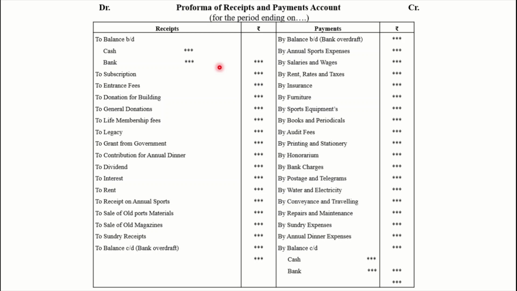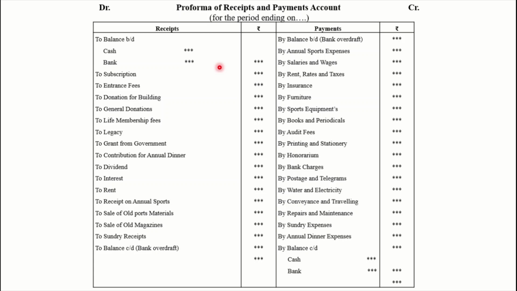By balance brought down, bank overdraft, if there is a negative balance. Then all expenses: by annual sports expenses, salary and wages, rent, rates and taxes, insurance, furniture, sports equipment, books and periodicals, audit fees, printing and stationery, honorarium, bank charges, postage, telegram, water and electricity, conveyance and traveling, repair and maintenance. Small amounts of expenses we write as sundry expenses. Annual dinner expenses, these are all payments that we record on the credit side, and all receipts or income we record on the debit side of the receipt and payment account.